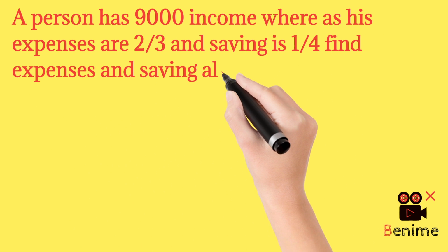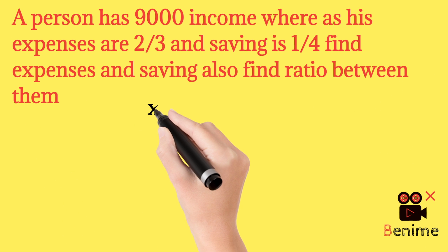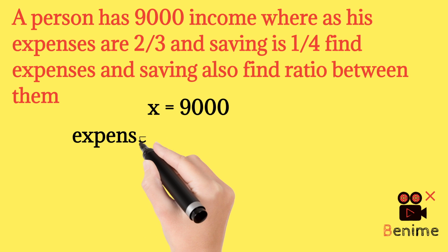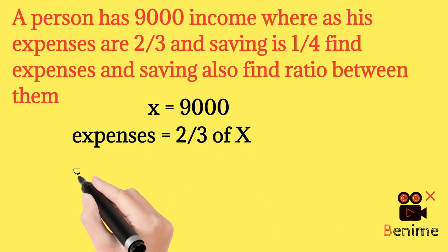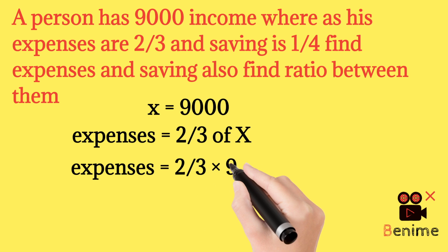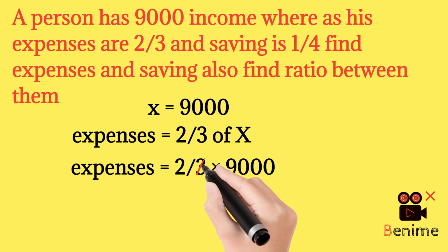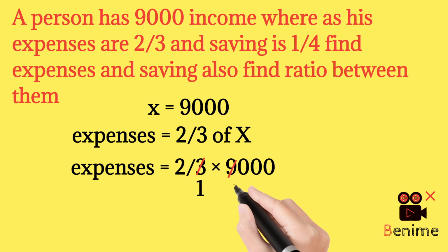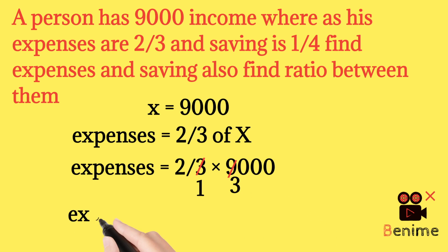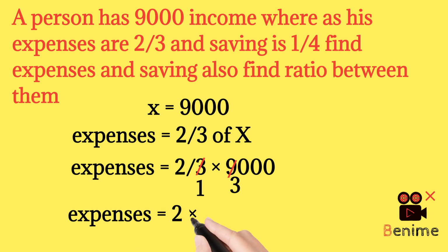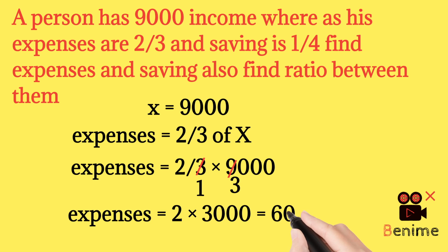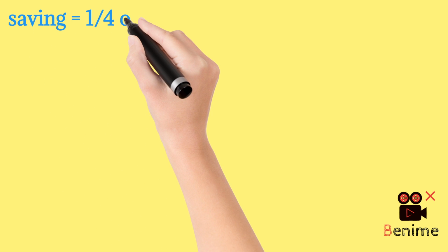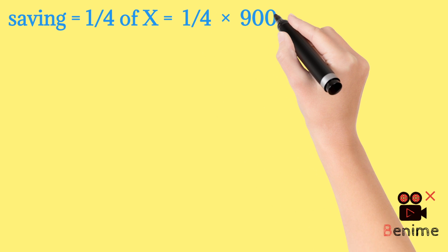Let's find ratio among more than two quantities. Here ratio is given between income, expenses and saving. As in the question, 9,000 income is given, whose 2/3 parts equal the expenses, which is written as 2/3 into 9,000, and on division we get 6,000 as expenses. To find saving we have a condition in the question, which is that 1/4 of income is equal to saving. To solve this we put saving equal to 1/4 into 9,000, which becomes 9,000 divided by 4, and we get 2,250 as saving.